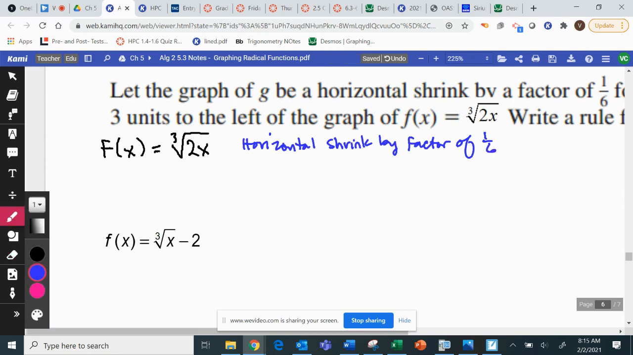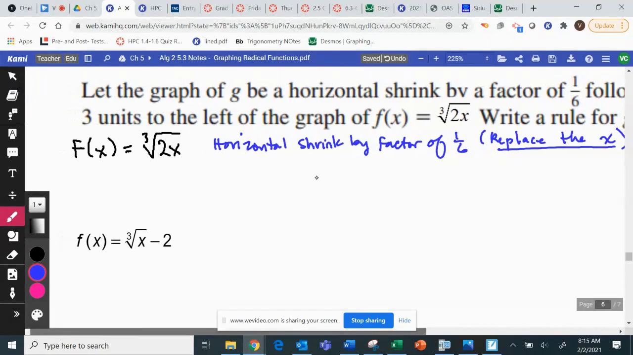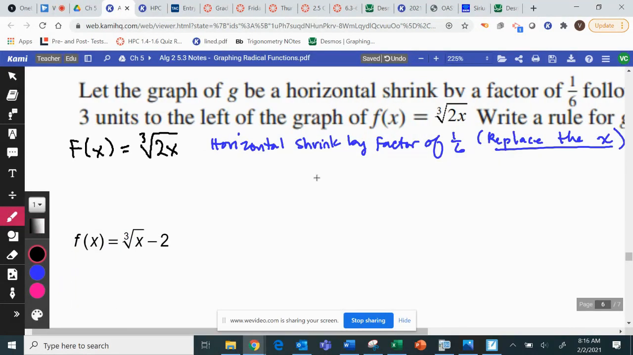So everything horizontal goes on the inside. And we're going to replace the x. That's what we're going to do, we're going to replace the x when it's horizontal. Replace the x. So my next step is going to look like cube root 2, but I'm not going to have x there. I'm going to have something else. So I'm going to put it in parentheses like that.